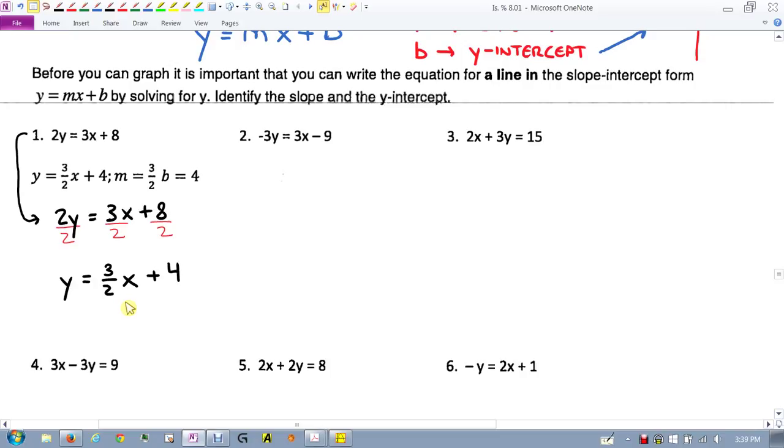All right, can you tell me what the slope of this line is? 3/2. Can you tell me what the y-intercept is? 4. So 3/2 is the number in front of x. You do not say that the slope is 3/2 x. It's the number in front of x. So just the 3/2. The y-intercept is the number by itself out here, which is 4.